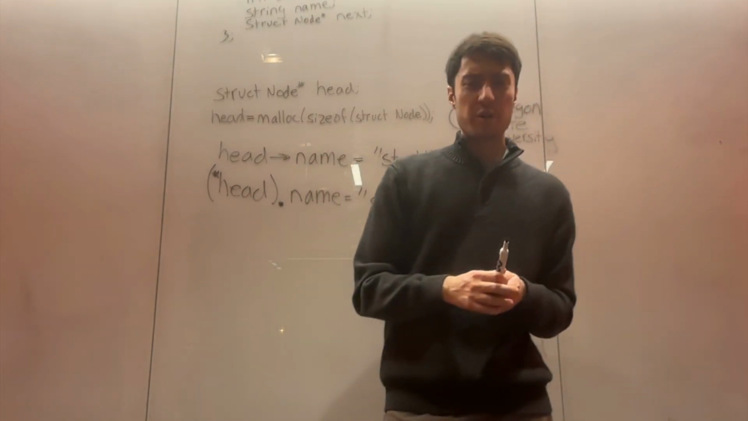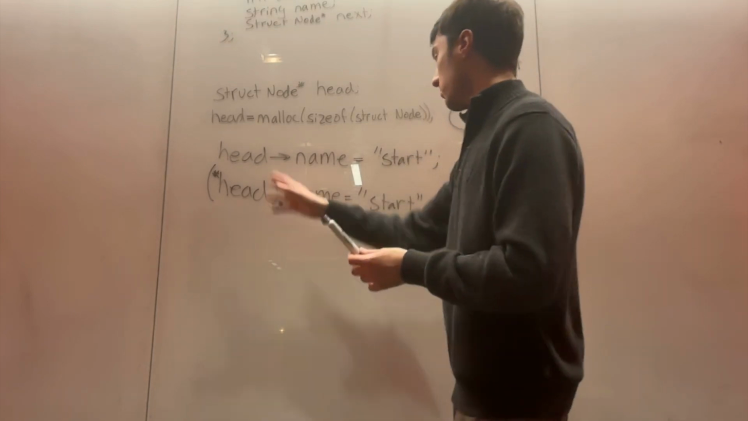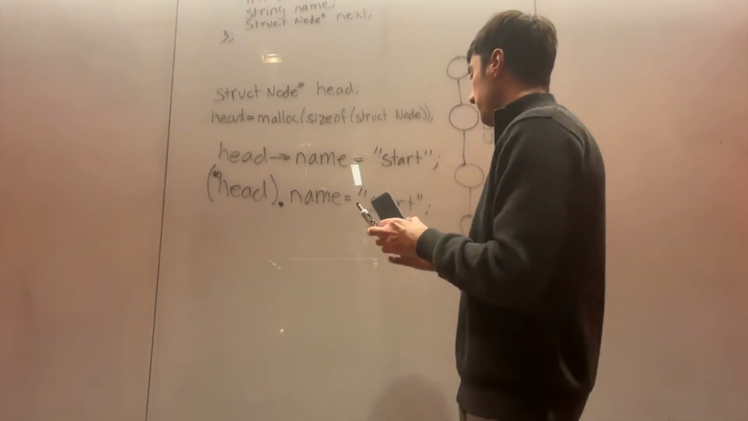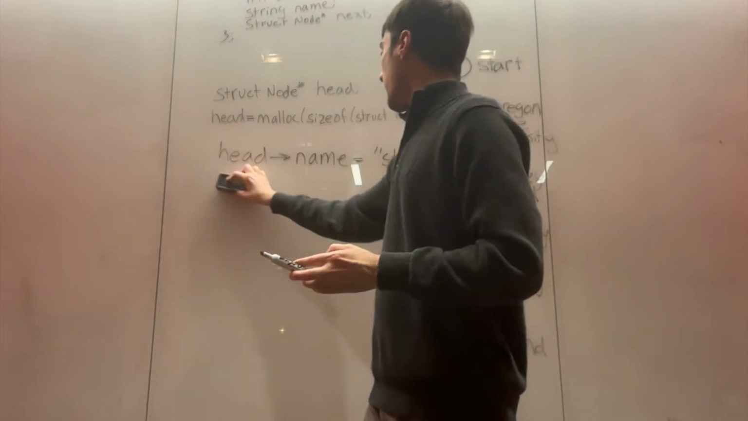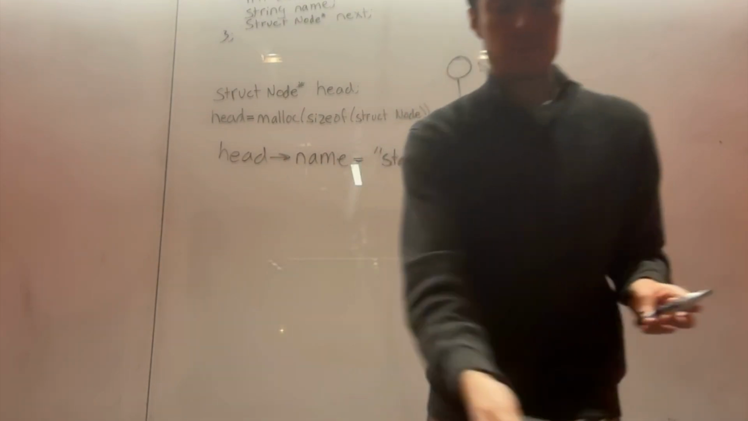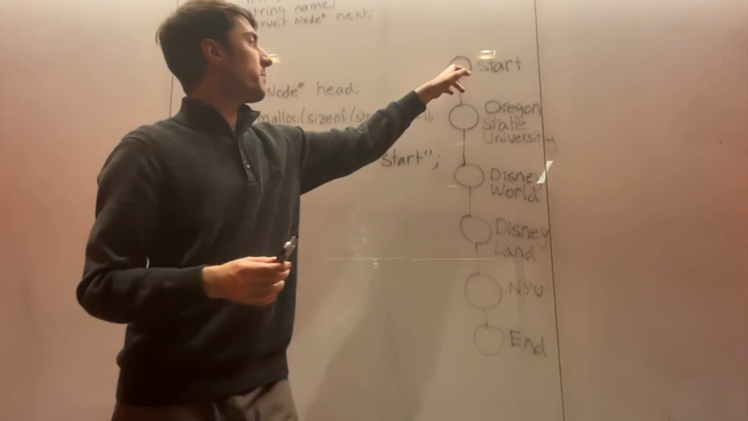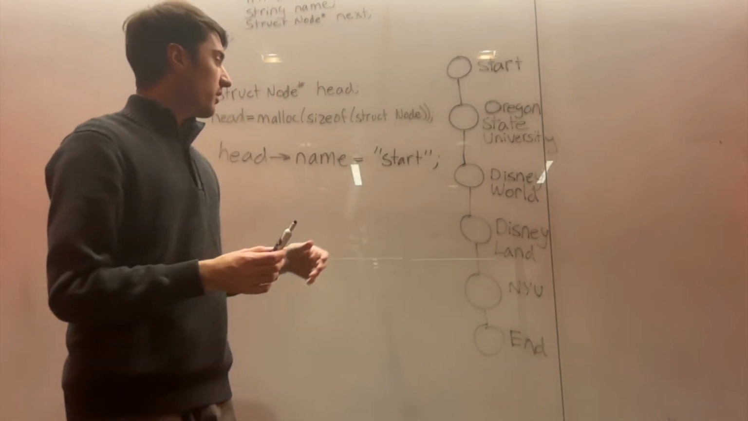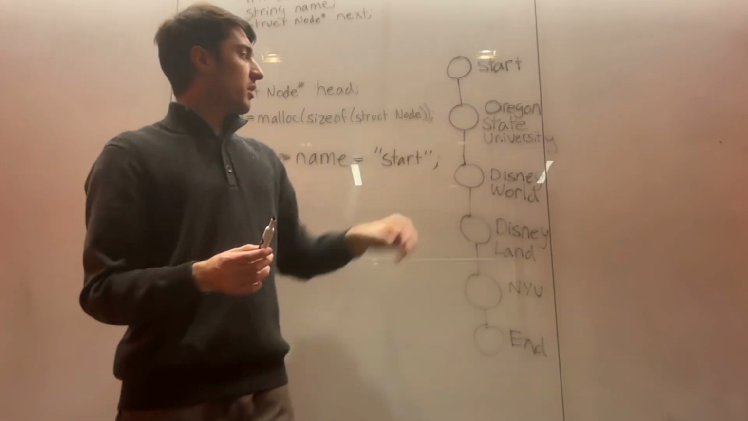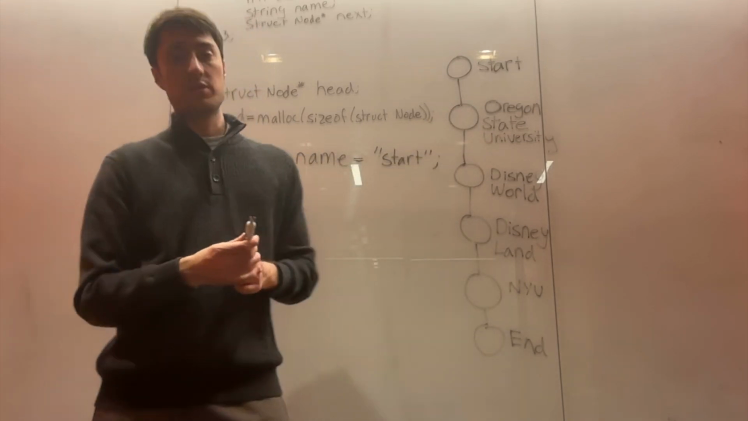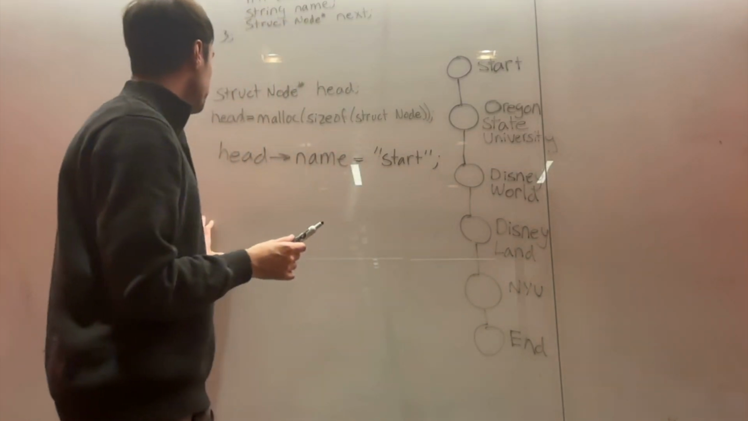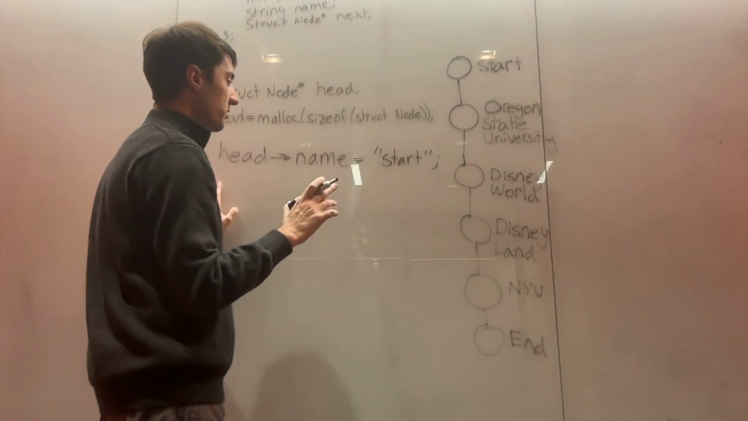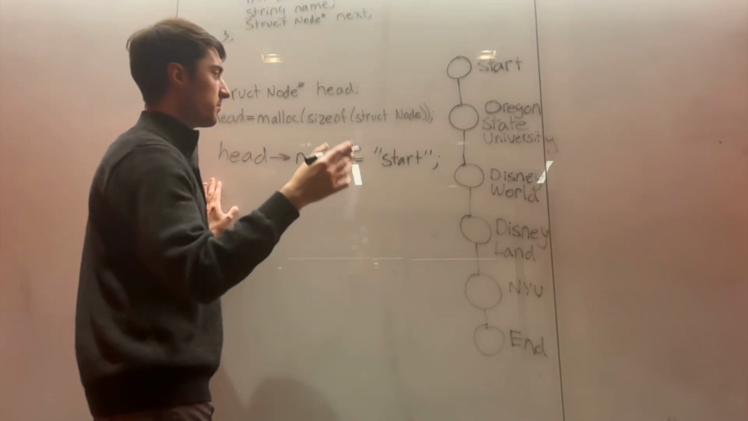I know it threw me off when I was first learning to program. No worries, just know that. Okay, so cool. There we go. We assigned head name. So we got to this one, and then we called it start. Now let's create this Oregon State University. Okay, so we have this name. Now let's just create another node.